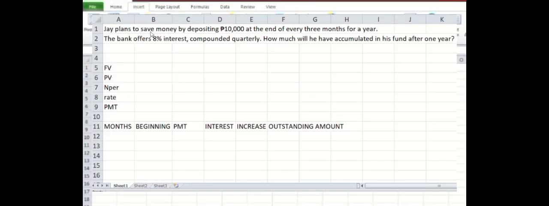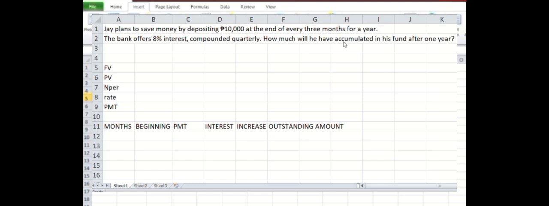So here's our sample problem. Jake wants to save money by depositing 10,000 pesos at the end of every 3 months for a year. The bank offers 8% interest, compounded quarterly. How much will he have accumulated after 1 year?